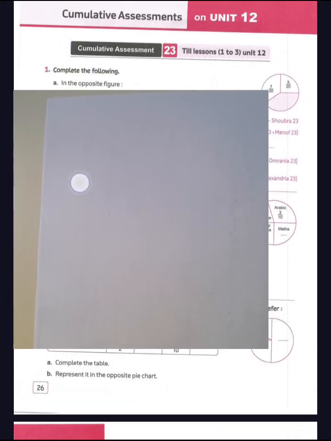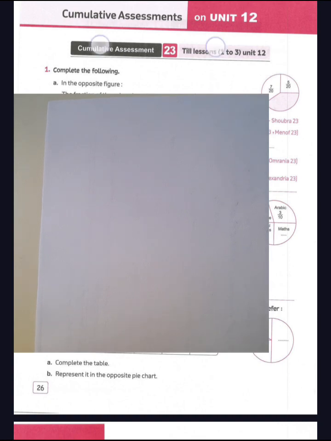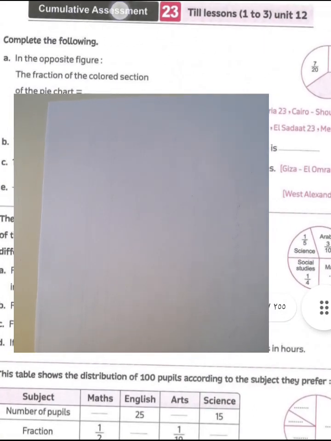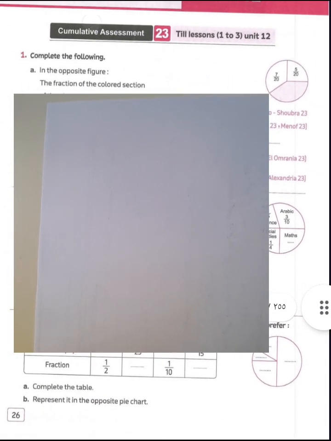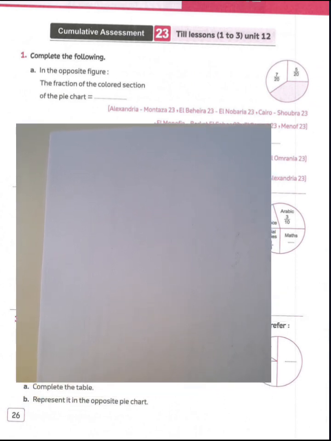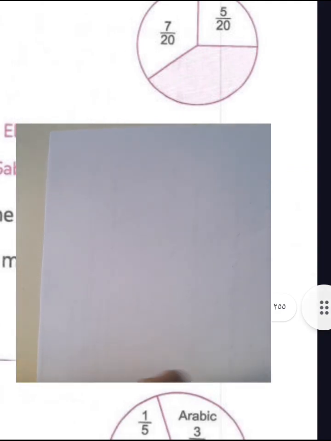Today we'll solve cognitive assessment number 23, page 26, lessons 1 to 3, unit 12. Question number 1, letter A. In the opposite figures, find the fraction of the colored section of the part. Here we have one part colored. This part, I won't write the fraction about this.